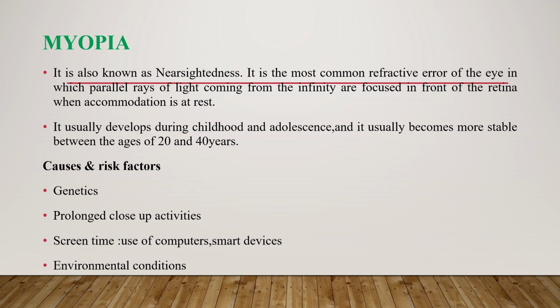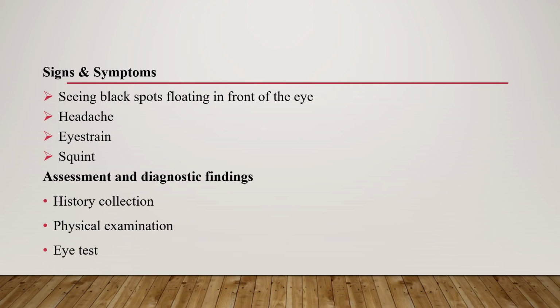It usually develops during childhood and adolescence, and it usually becomes more stable between the ages of 20 and 40 years. Causes and risk factors are genetics, prolonged close-up activities, screen time like use of computers, small devices such as mobiles, video games, and environmental conditions. Signs and symptoms: seeing black spots floating in front of the eye. The person can feel headache, eye strain, squint eye.